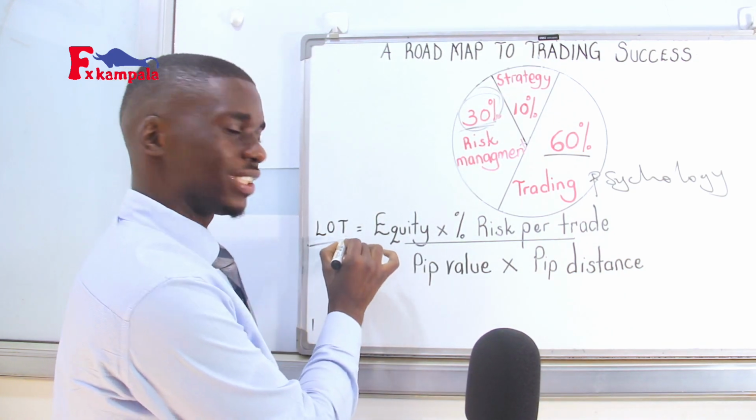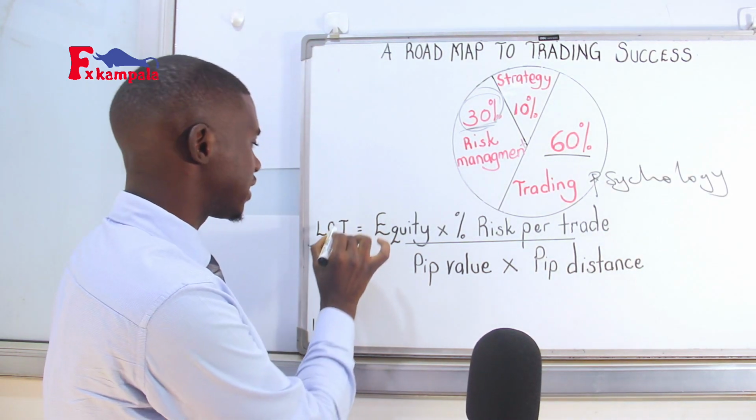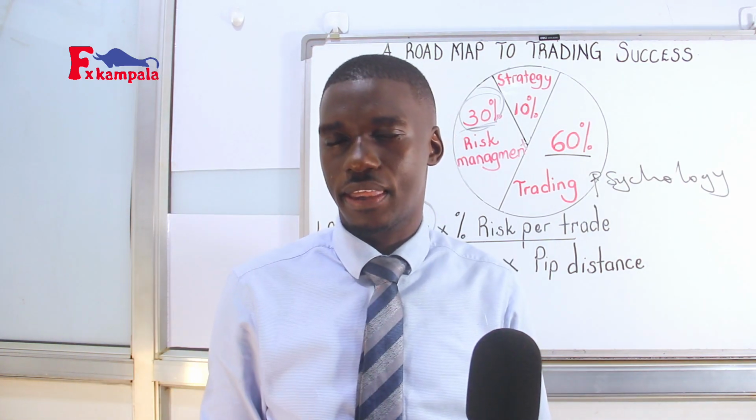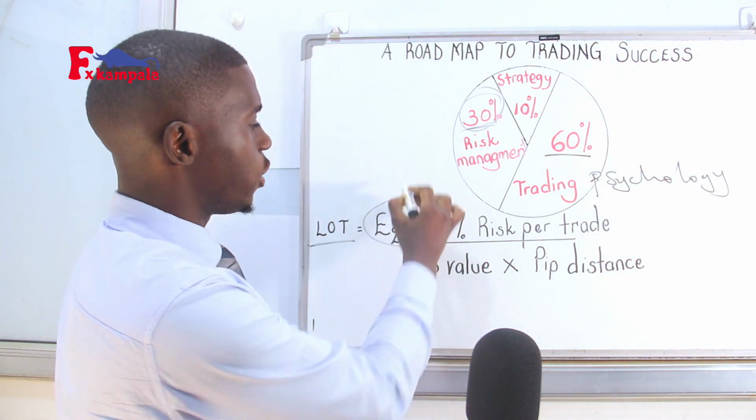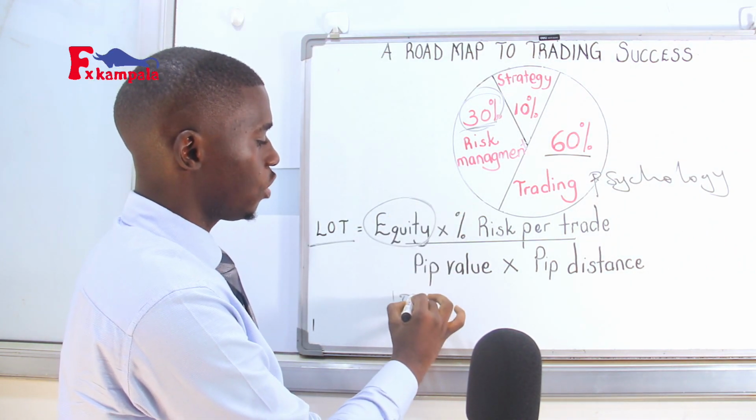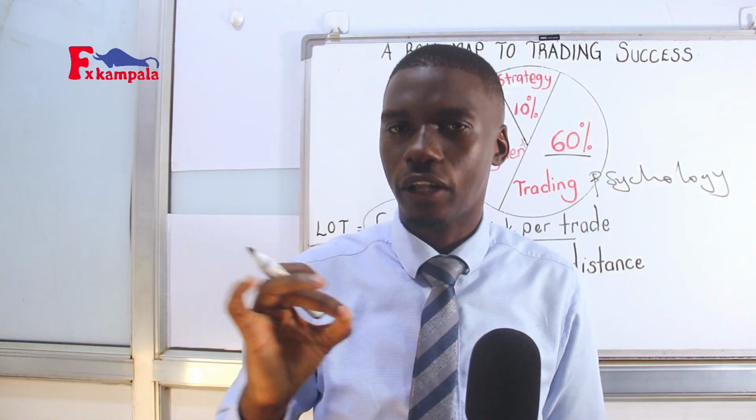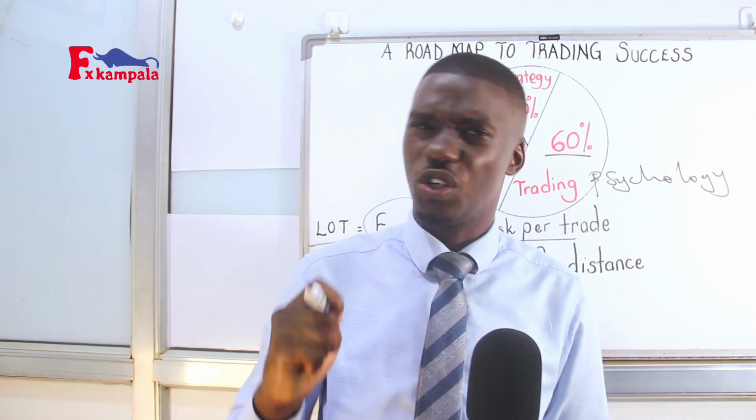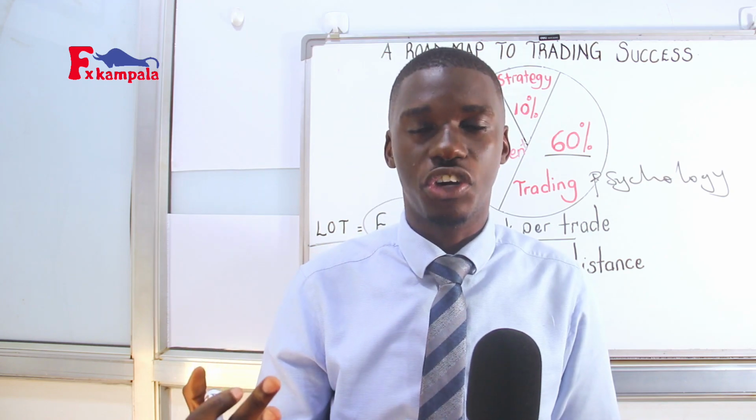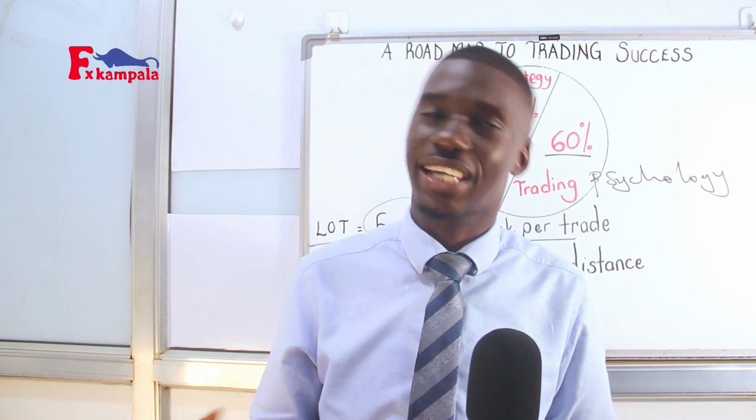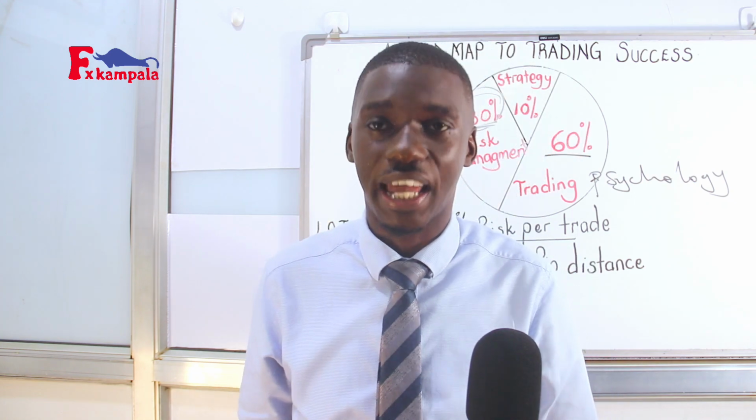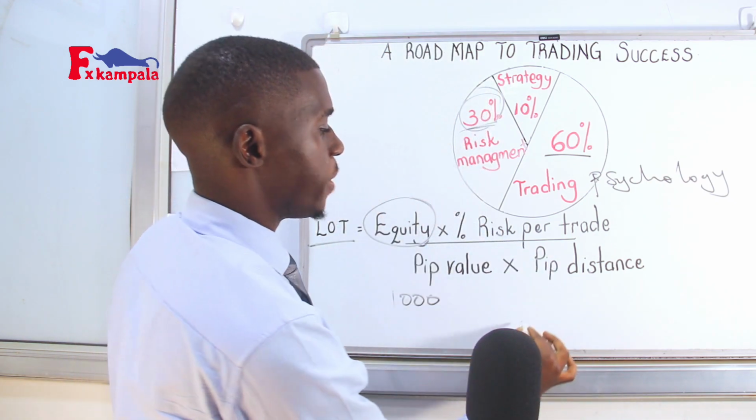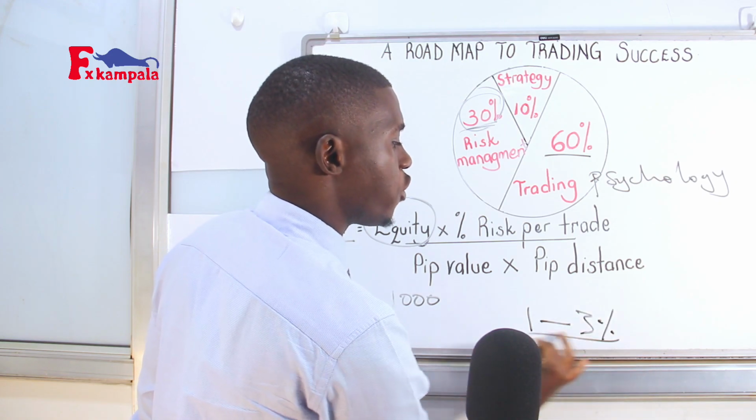So to get the lot size that you want to use, first you will determine your equity. Equity is the capital that you are trading with. Let's say we have an equity of $1,000. After knowing your equity, the next thing is you're supposed to know how much you should risk per trade, not the entire risk, because some people go into trading and they risk 50%, they risk 80%, others risk the entire equity. So you are not supposed to risk all the money. You're actually supposed to risk between 1% to 3% of your capital.